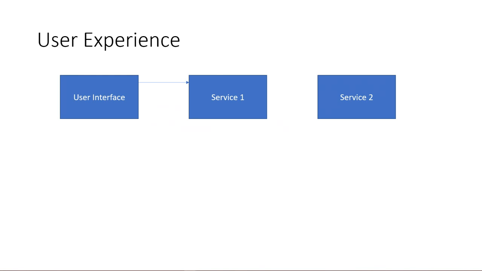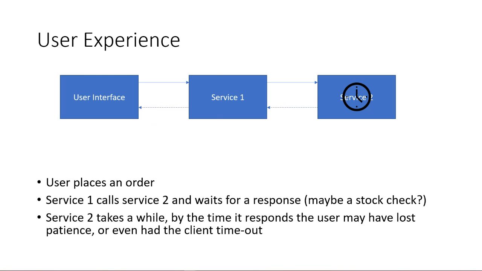So let's imagine a situation where there's some kind of poor internet connection between the two services. So we've got service one calling service two there. Service two takes a while for whatever reason, and then it responds. But the problem is the user might have got bored and gone to a competitor site, or it might time out. There's a number of reasons why this is a sort of bad experience for the user.